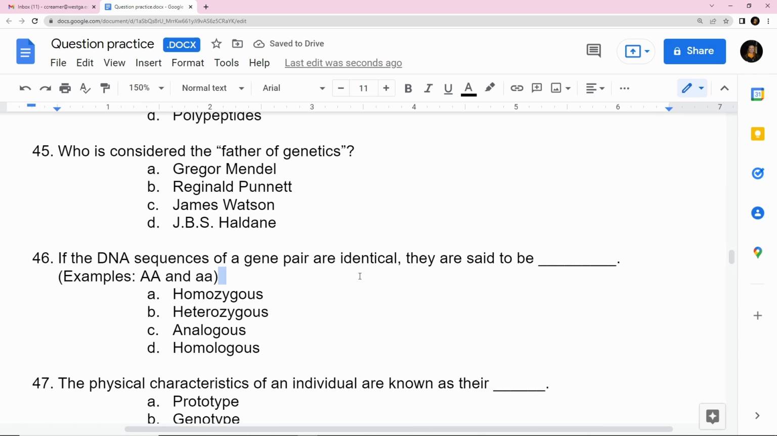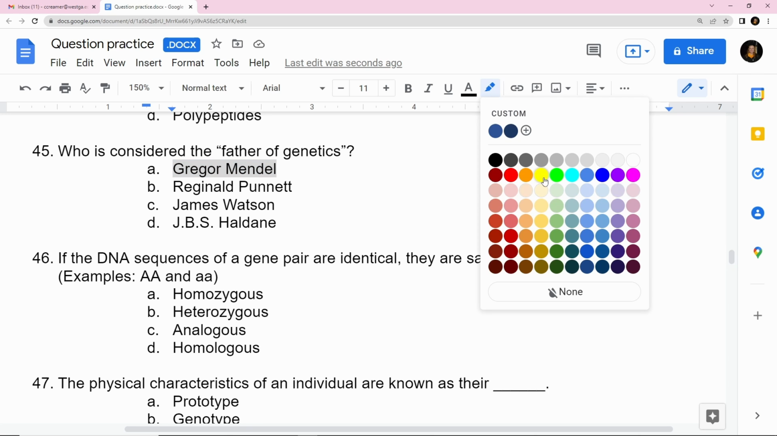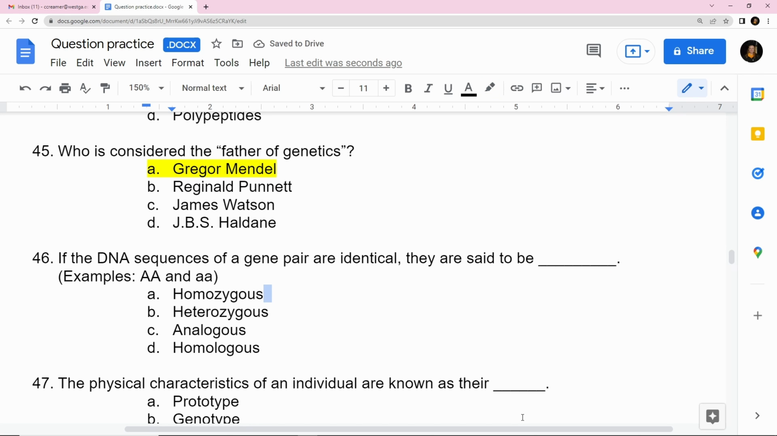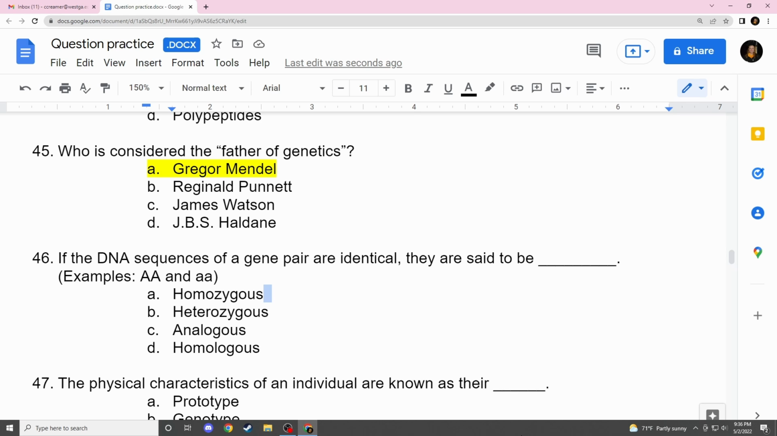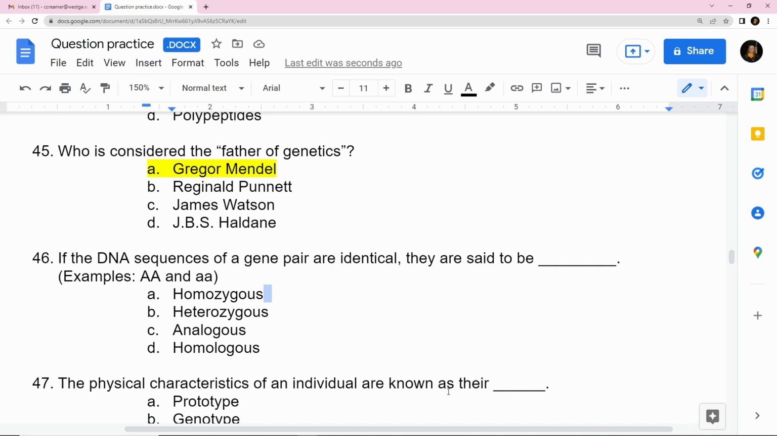Who is considered the father of genetics? Gregor Mendel, Reginald Punnett, James Watson, or JBS Haldane? If you said Gregor Mendel, you would be correct. If the DNA sequences of a gene pair are identical, they are said to be blank. Homozygous, heterozygous, analogous, or homologous? If you said A, homozygous, you would be correct.